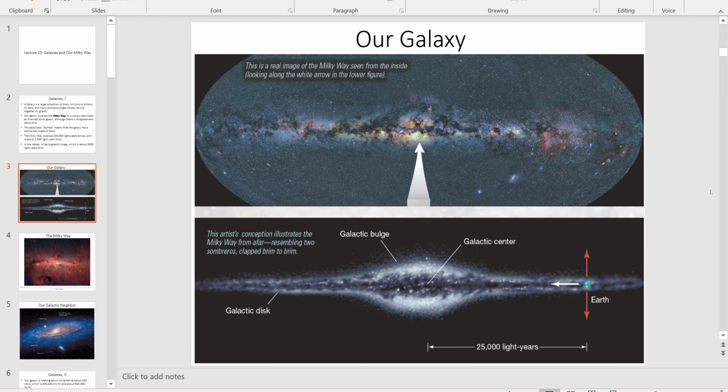In any case, this top picture here is from Earth, where you can see the center of the Milky Way galaxy and you can see part of the disk. And the bottom picture here is actually an artist's conception, which depicts the galactic disk, the galactic center, and the galactic bulge. I should probably draw on this.